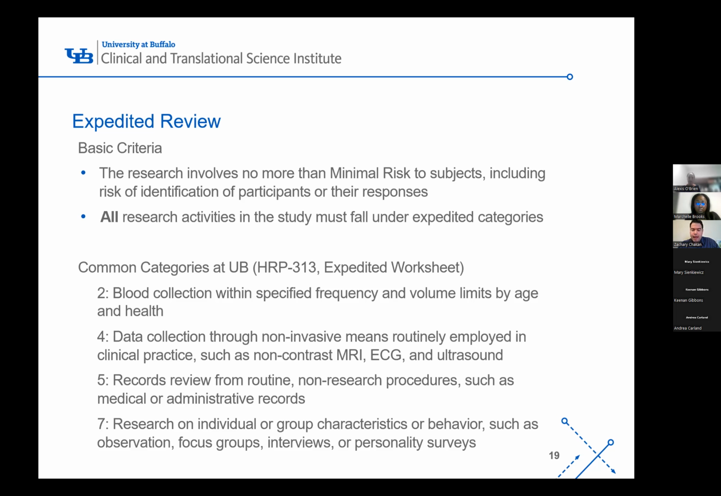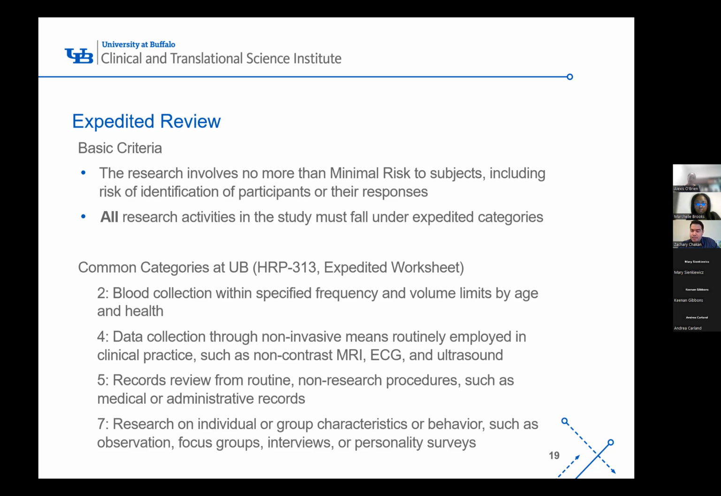Some of the common categories of expedited research at UB, I'd say the four most common that we get. Expedited category 2, which is blood collection within specified frequency and volume limits by age and health. There are actually two different expedited 2s: one is for children and unhealthy adults, and one is for healthy adults. Expedited 4 is data collection through non-invasive means routinely employed in clinical practice, such as non-contrast MRI, ECG, and ultrasound. So there are definitely a lot of MRI studies or ECG studies going on at the university.